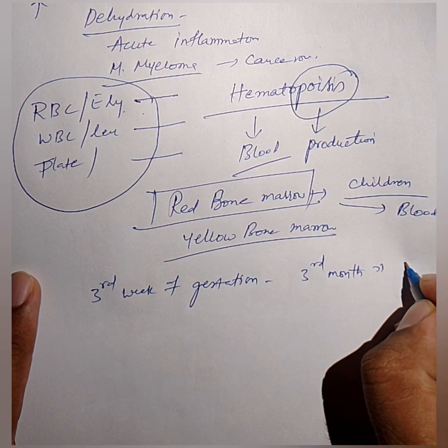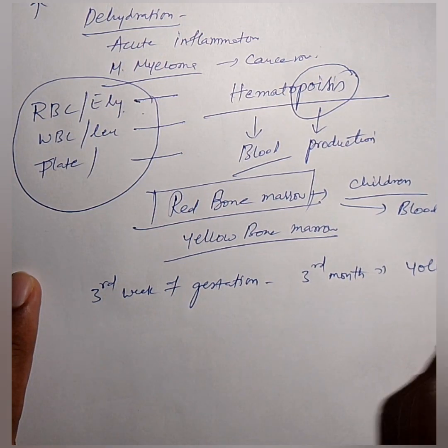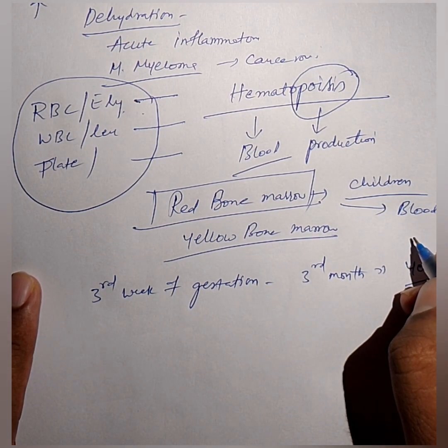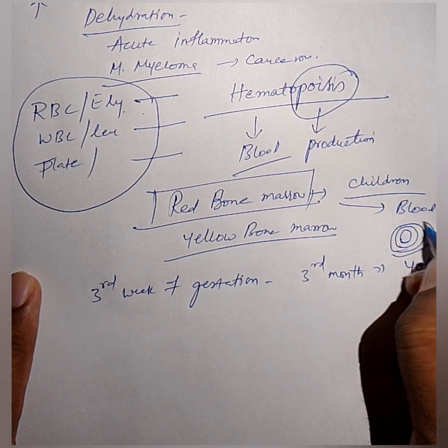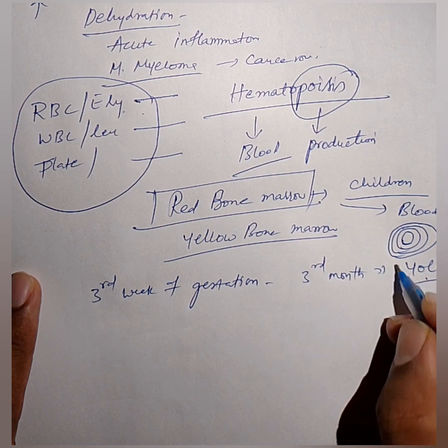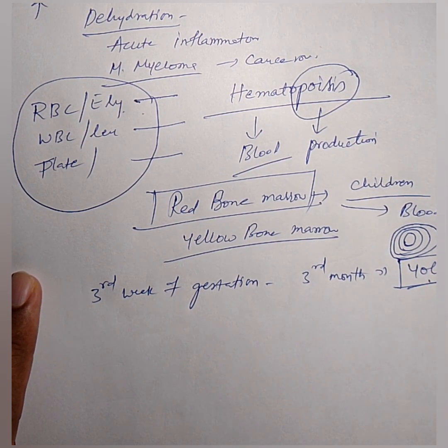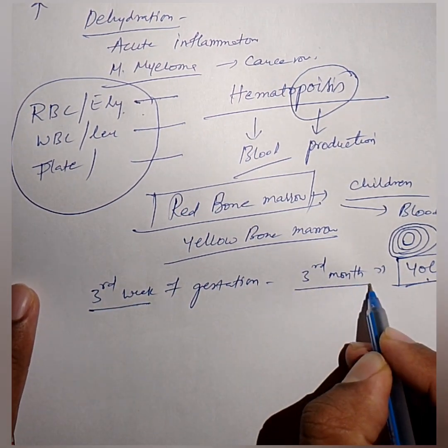the erythropoiesis will be taking place with the help of the yolk sac. We have the fetal membranes: amnion, chorion, yolk sac and allantois. In this, the yolk sac will be useful for the production of erythropoiesis, that is production of blood cells from the third week of gestation to the third month of gestation.